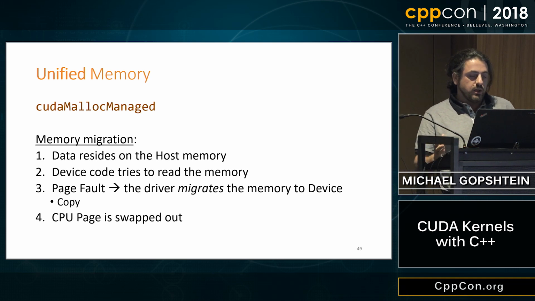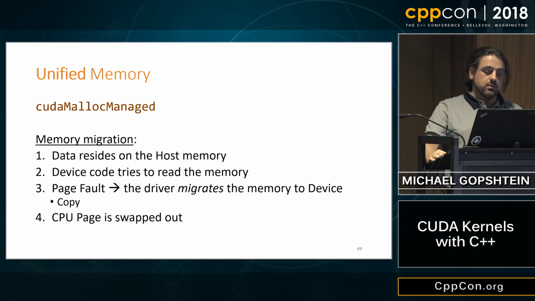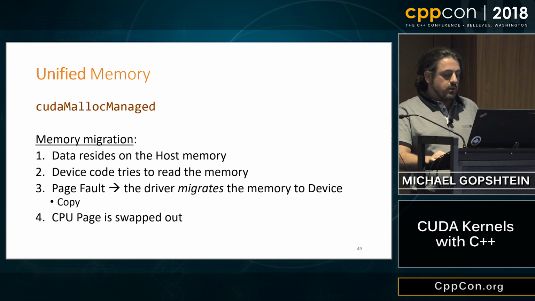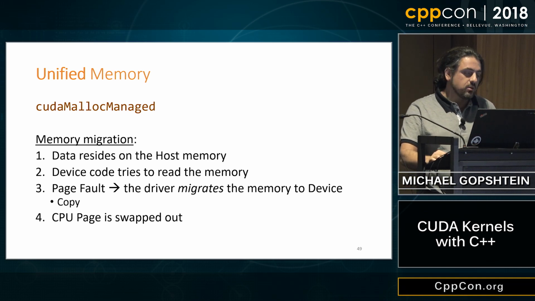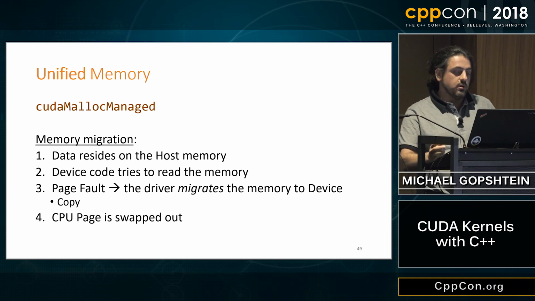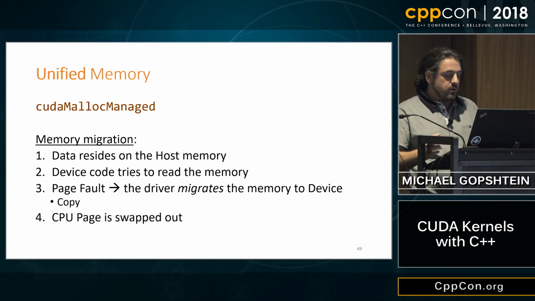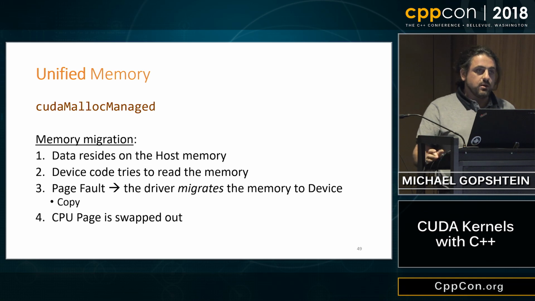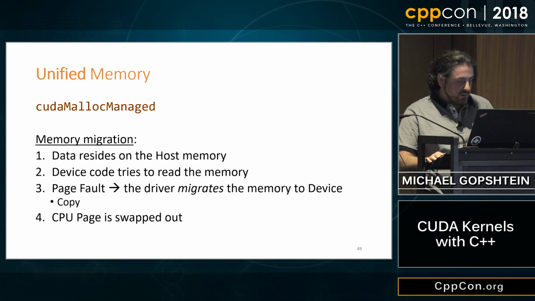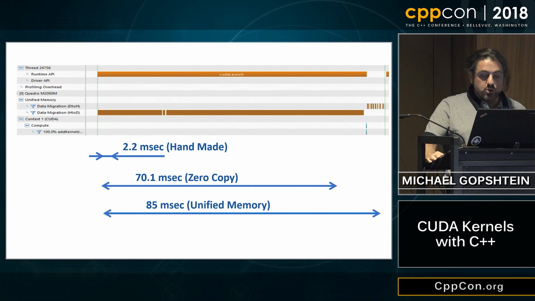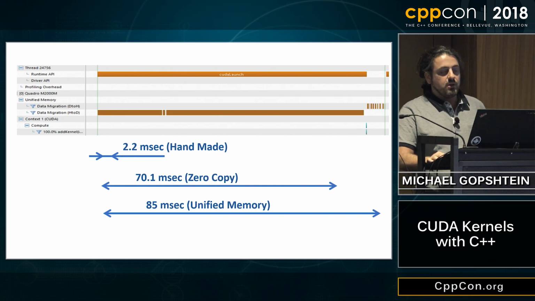For example, we have the data in host memory, like our A vector. And now when the device code, our kernel, will try to read the memory, it will get a page fault. And then the page will be migrated, which means copied from the host to device, and it will become unavailable on the device. So all migrations of the data are based on page faults on both sides. But now if we measure it, the performance is even worse.